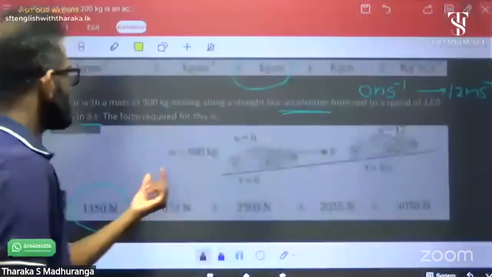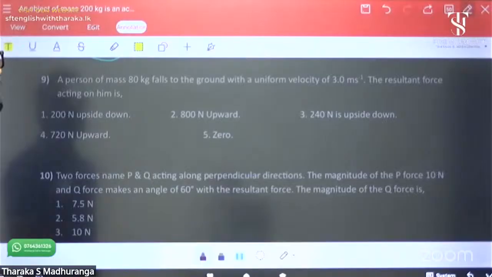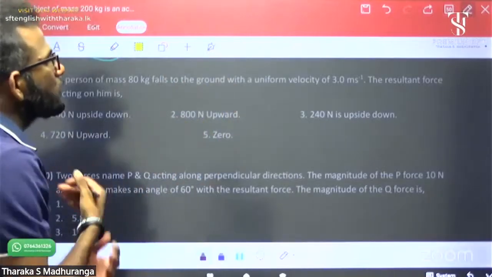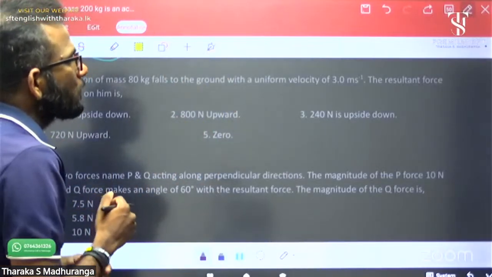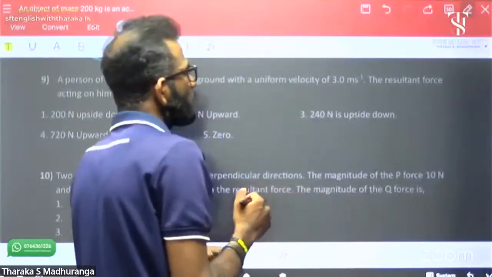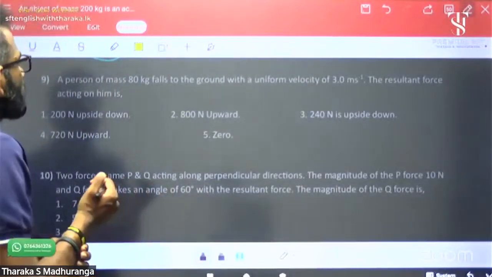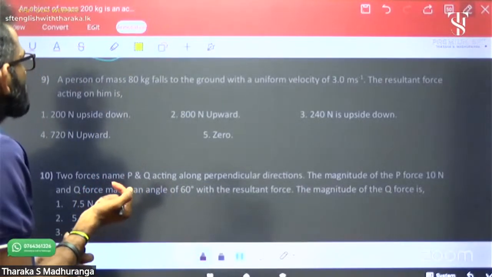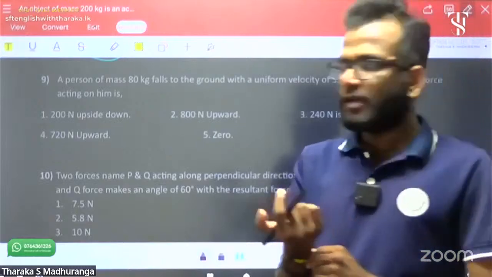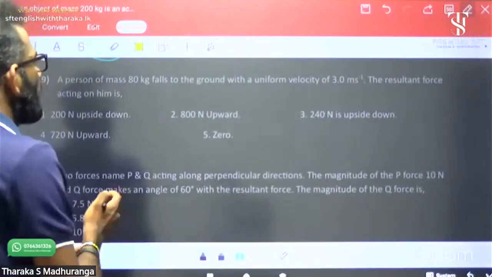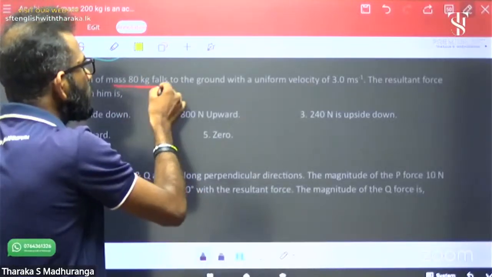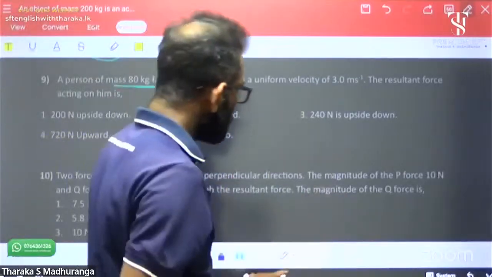Question number 9. A person of mass 80 kilograms falls to the ground with a uniform velocity of 3 meters per second. What is the resultant force acting on this person? What do you think? A person of mass 80 kilograms falls to the ground with uniform velocity. This is a rational question.